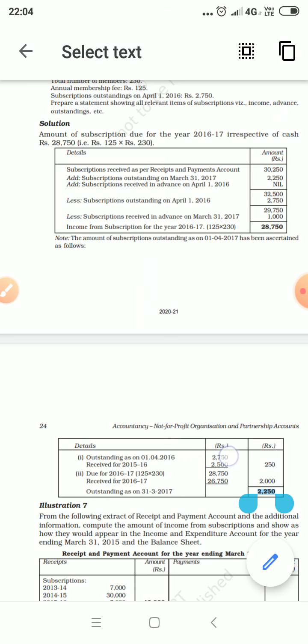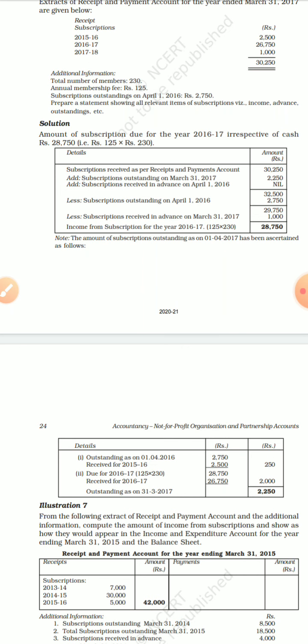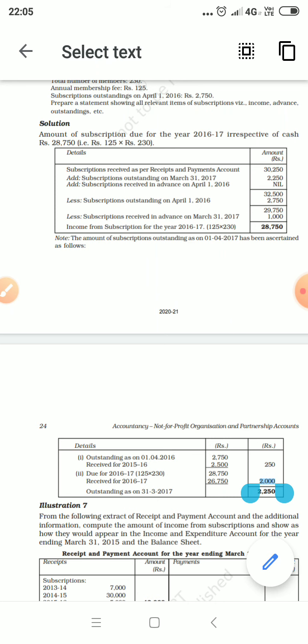Previous year we were supposed to receive 2,750, we did not receive. Current year, out of 2,750 we received only 2,500. So 250 rupees belonging to previous year is still outstanding. It will continue to appear in current year's balance sheet as long as it remains outstanding. However, it is not current year's income, so it will not be included in current year's income. So in the balance sheet, this 250 plus 2,000 will appear in the asset side, current year's balance sheet.